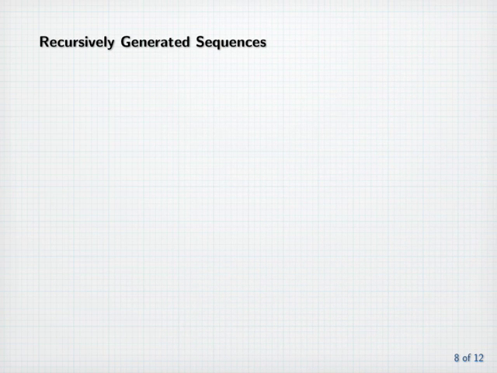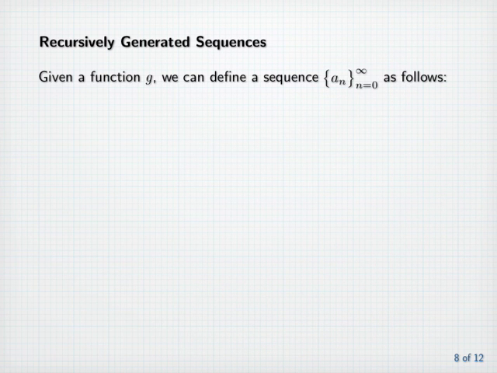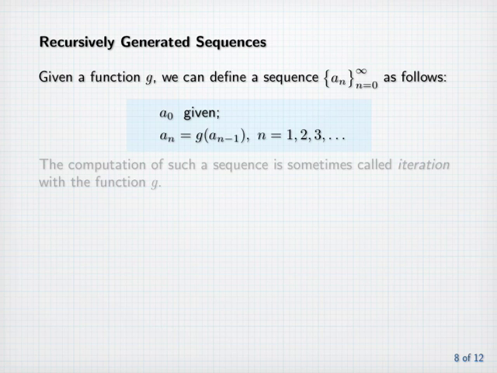Recursively generated sequences. Given a function g, we can define a sequence a sub n as n goes from 0 to infinity as follows. Let a naught be given, and let a sub n equal g of a sub n minus 1 for n equal to 1, 2, 3, and so on. In other words, each successive term in the sequence is computed from the previous term using the function g. The computation of such a sequence is sometimes called iteration with the function g.